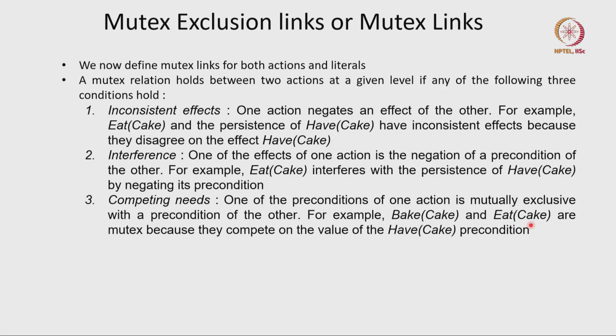They both have the precondition have cake. Eat cake also has have cake. Bake cake has not have cake. So they compete on the value of have cake. For one of them it should be have cake, the other one it should be not have cake. So bake cake and eat cake are mutex with each other. So this is how you find the mutex links.